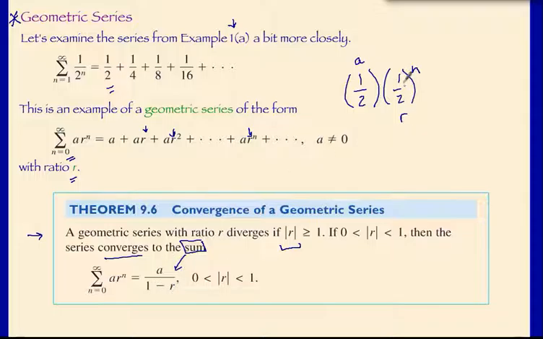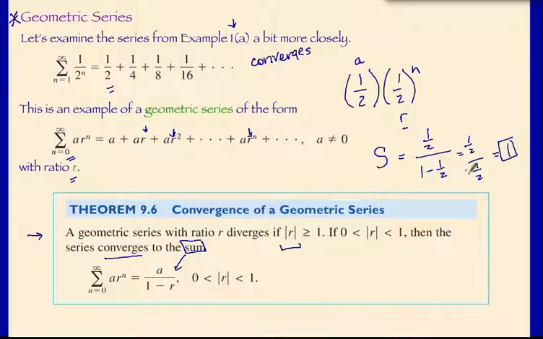So we can see in our case that the R for this particular series is between 0 and 1, so we know that this converges. Of course, we already knew that because we already did this example. Remember, there's more than one way to determine convergence, but now we're looking at this as a geometric series. Now, let's see what the sum is. The sum is A, 1/2, over 1 minus R, which is 1 minus 1/2. This is 1/2 over 1/2, which is 1. Therefore, the sum of this infinite series is 1. Now, this just confirms the result that we got when we did example 1.